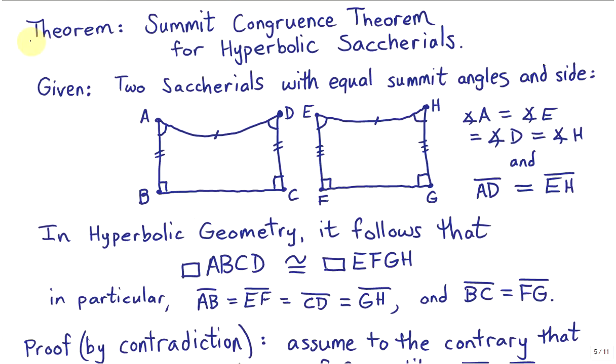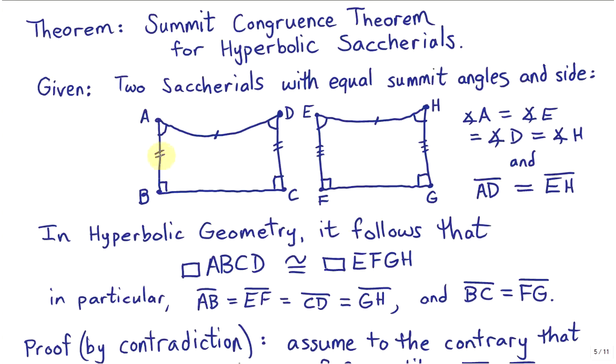Next, we'll prove a theorem about secarials which holds only in hyperbolic geometry. We call it the summit congruence theorem for hyperbolic secarials. So let's say we're given two secarials whose summit angles are equal, so the angles at A, D, E, and H are all the same, and the summit sides are equal, so AD is equal to EH. Then, in hyperbolic geometry, it follows that these two secarials are congruent.